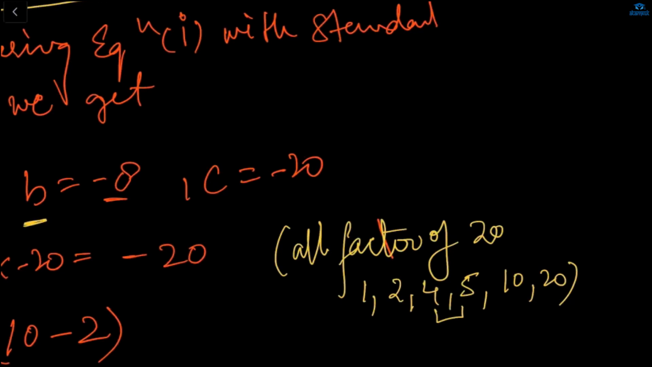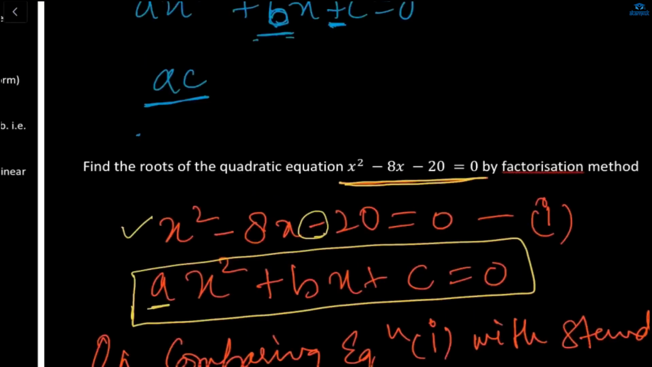You have to choose factors in such a way that on multiplying you get 20, the value of AC, and in this case, on subtracting, you will get the B value. And if it is plus, on adding, you'll get the B value.